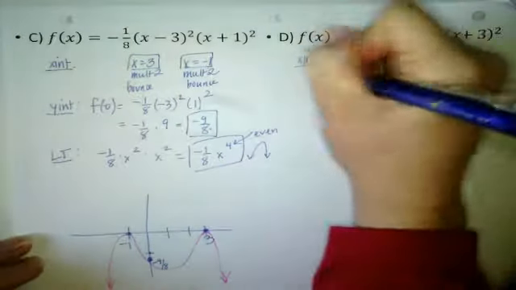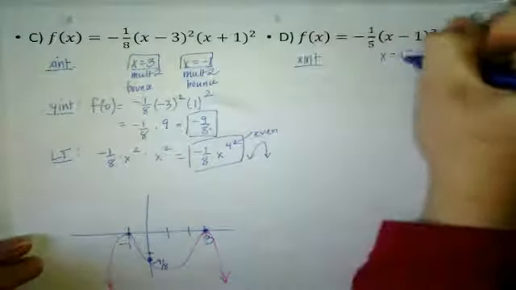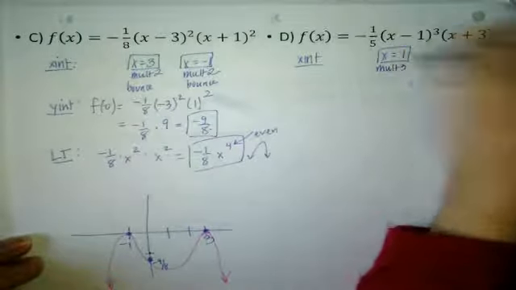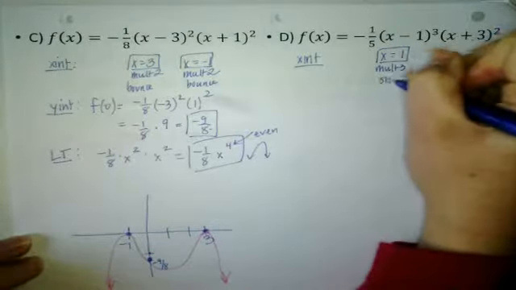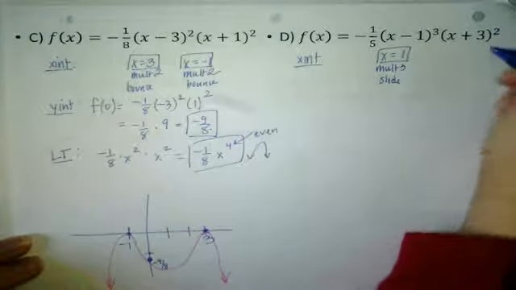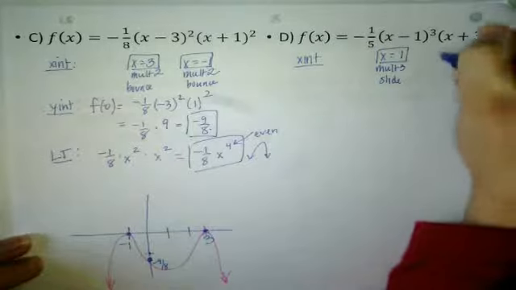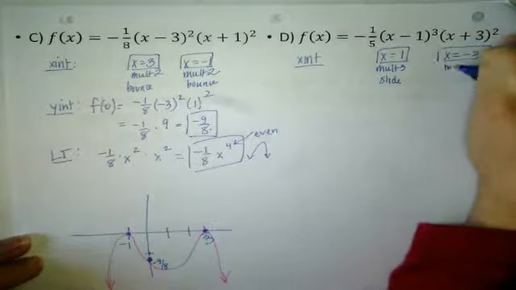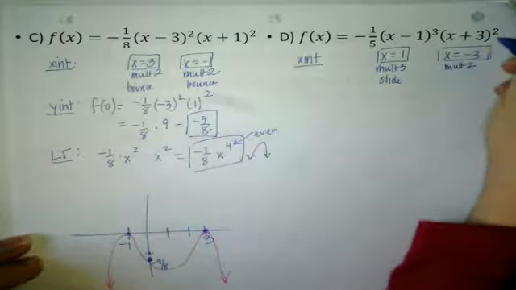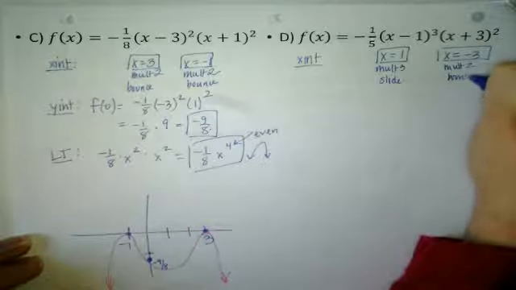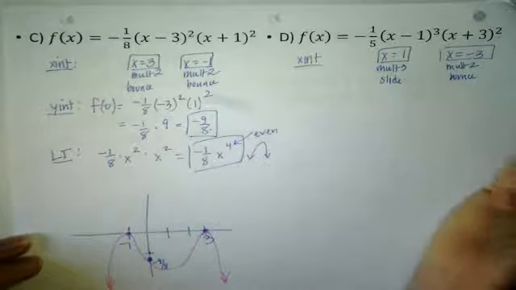All right, my x-intercepts here, we get x equals 1. Ooh, multiplicity 3. What happens with that one? Yeah, a little slide through it, wedgie water slide. x equals -3. Here we have a multiplicity of 2 from that power of 2 there, and that's a bounce.